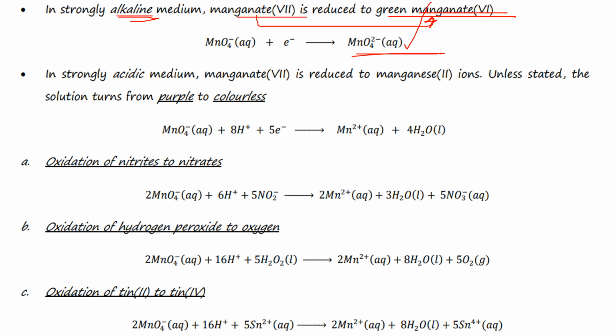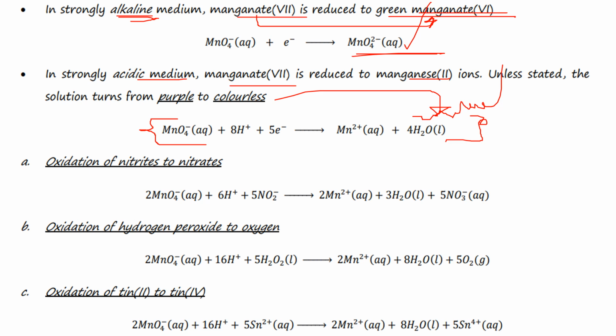So if you go to the strong acidic medium, the manganese 7 ion is going to be reduced to manganese 2 ion. Unless stated, the solution is going to turn from purple to colorless, and you're going to look at this as evident under inorganic analysis. So when you're doing your practicals, you make sure that your teacher shows you this specific reaction, because it must be seen. And this is a redox half equation, which I already described earlier on.